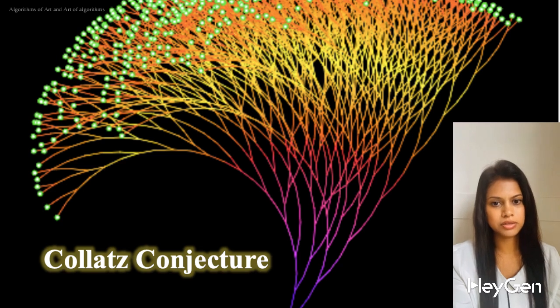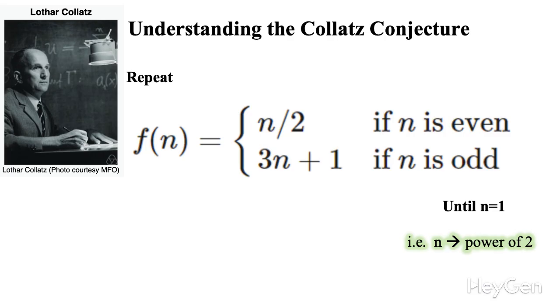Hi everyone, today we're diving into a really cool math puzzle called the Collatz Conjecture. I'll break it down in simple everyday terms and show you some surprising patterns that emerge. Back in 1937, mathematician Lothar Collatz came up with this interesting idea.